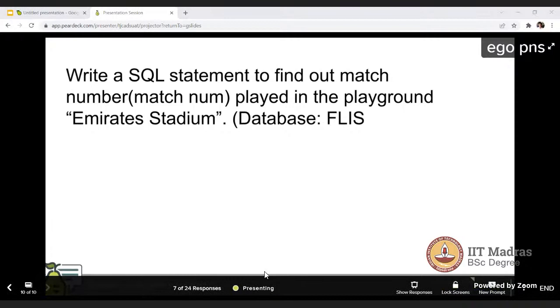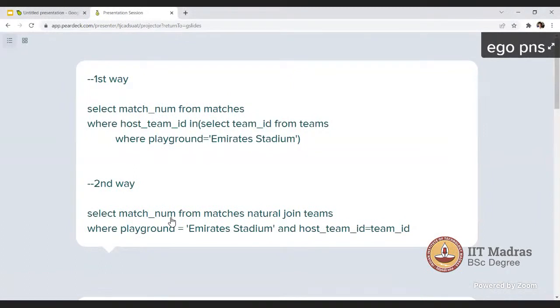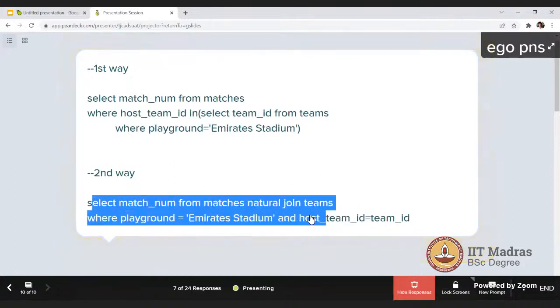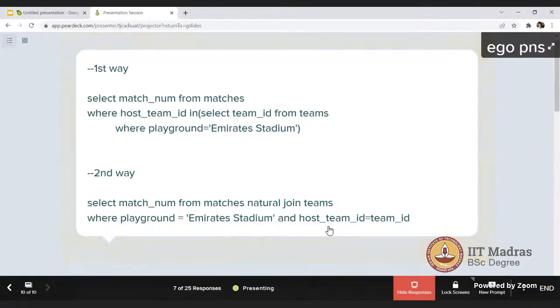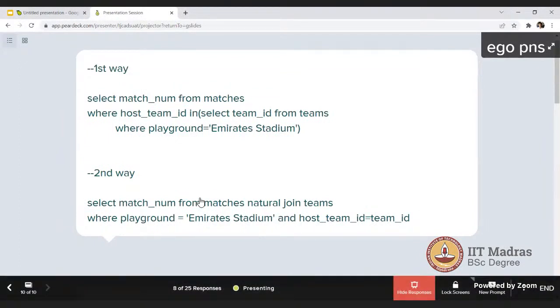Okay, 7 responses. Okay, let us discuss. First way, second way. Select match number from matches where host team ID in select team ID from teams. This is the correct one. Second one. Yes, sir. It gave me the output. Host team ID equals team ID. Okay, I missed one thing. The table name is missing here, right? Yes, sir.